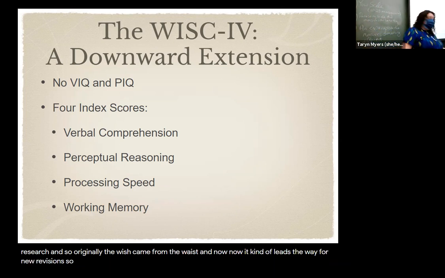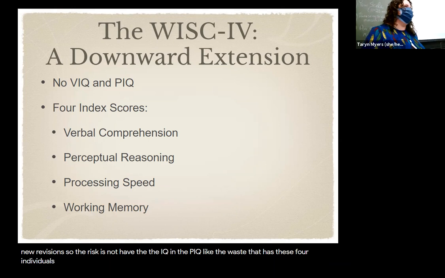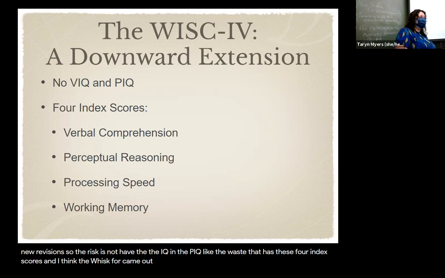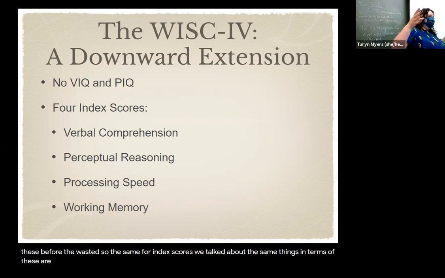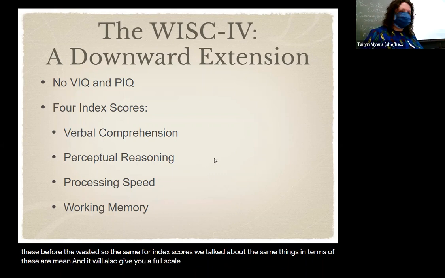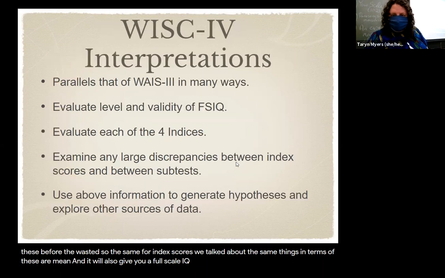So the WISC does not have the VIQ and the PIQ. Like the WAIS, it has these four index scores, and I think the WISC 4 came out 5 years or so before the WAIS 4. We'd already had these before the WAIS did. So the same four index scores we talked about, same things in terms of these are mean of 100, standard deviation of 15. And it will also give you a full scale IQ. So it parallels the WAIS in many ways.